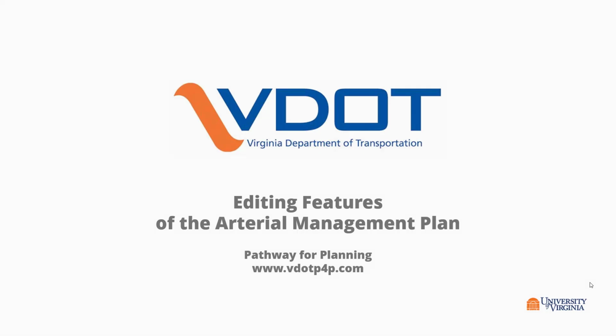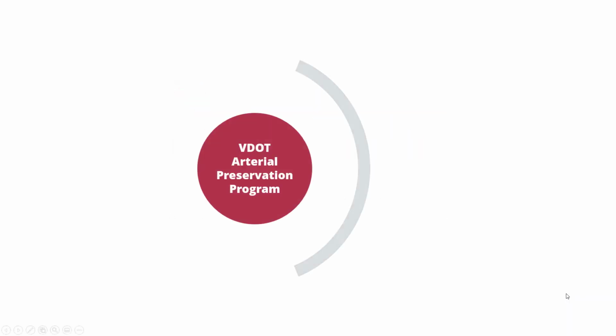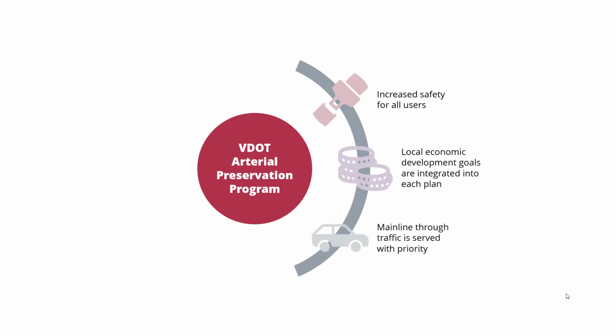In this tutorial, we will use the Edit module to identify arterial management plan recommendations along a route segment. The V.Arterial Preservation Plan is designed to preserve and enhance capacity and safety of highways.